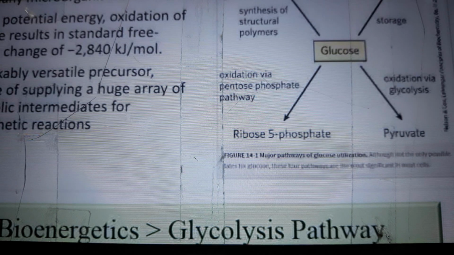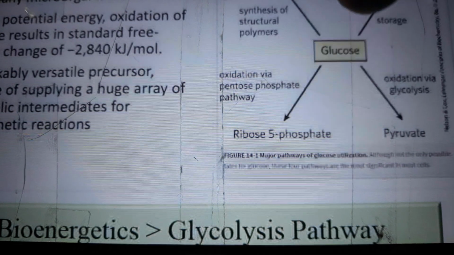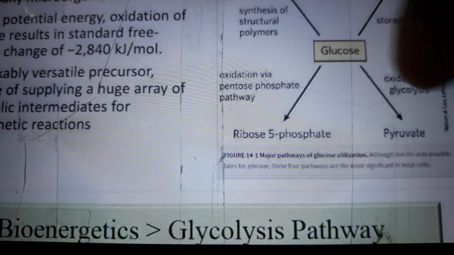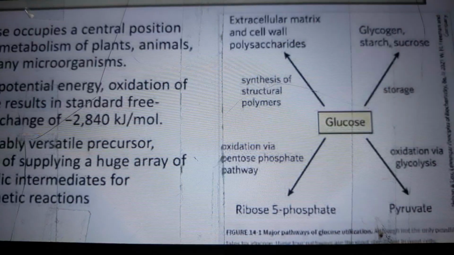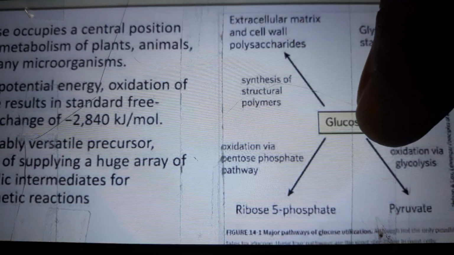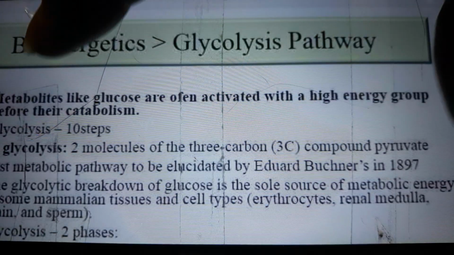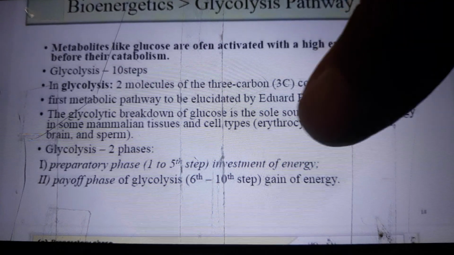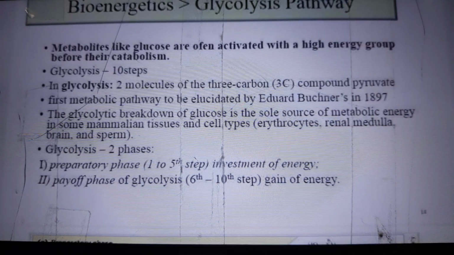Glucose also gives ribose phosphate and pyruvate. In the presence of oxidation by the pentose phosphate pathway, it gives ribose phosphate. In the presence of oxidation by glycolysis, it gives pyruvate. In the presence of storage, it gives glycogen, starch, sucrose. In the synthesis of structural polymers, glucose gives extracellular matrix and cell wall polysaccharides. Bioenergetics and the glycolysis pathway. Metabolites like glucose are often activated with a high-energy group before catabolism. Glycolysis has 10 steps. In glycolysis, glucose is converted to 2 molecules of the 3-carbon compound pyruvate.